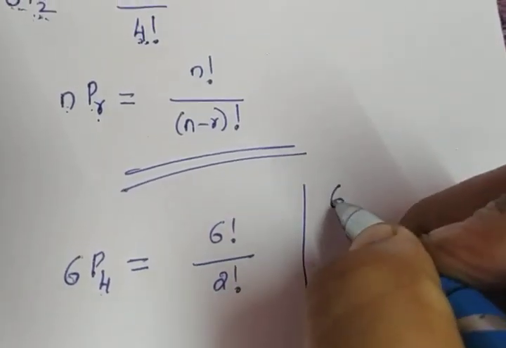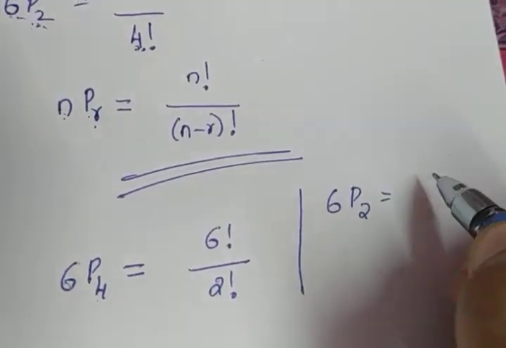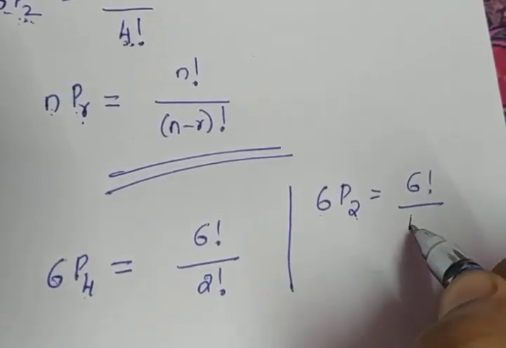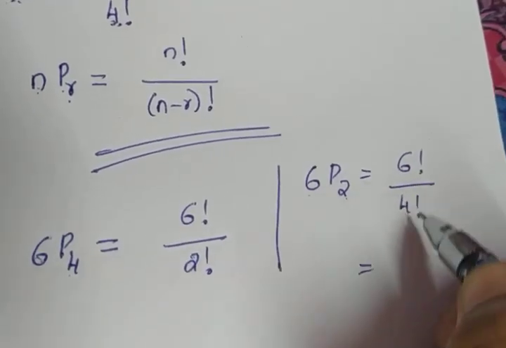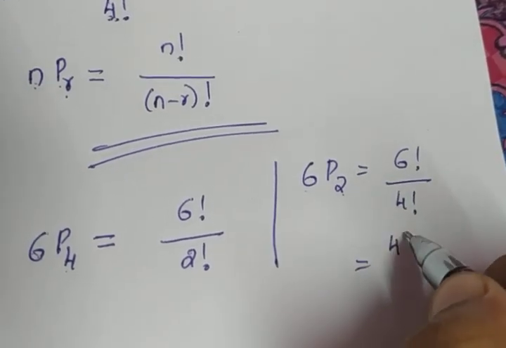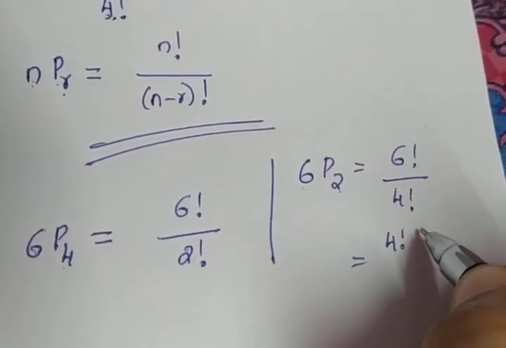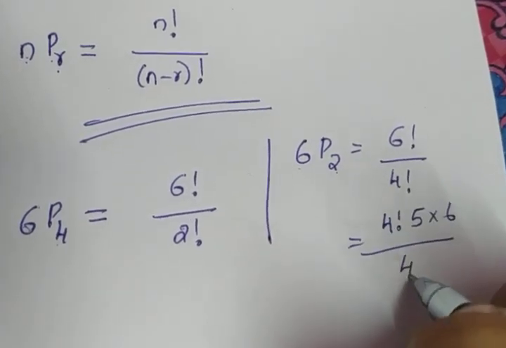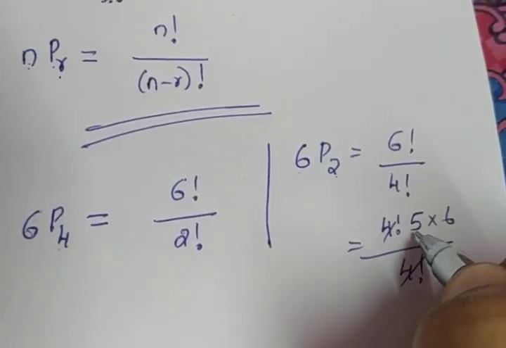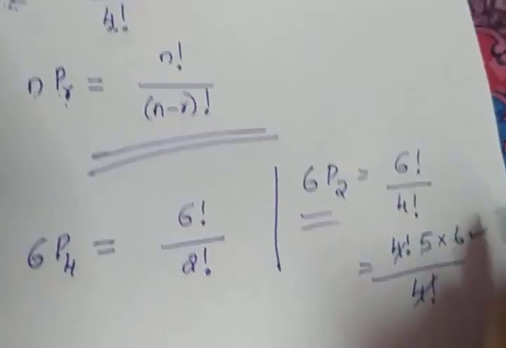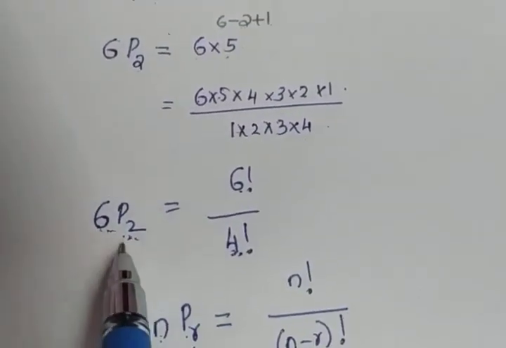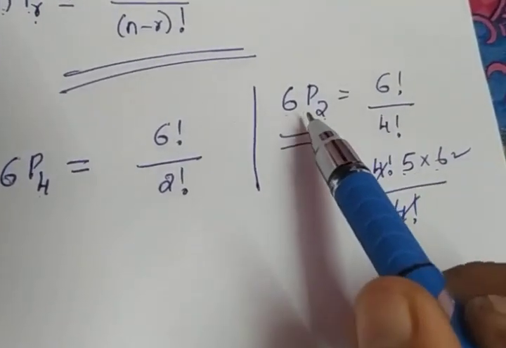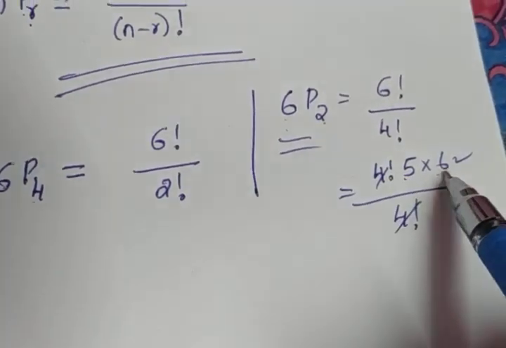Then can you say what is 6P2? 6P2 will be equal to 6 factorial divided by 6 minus 2. 6 minus 2 is 4 factorial, isn't it? 6 factorial by 4 factorial, we can rewrite 6 factorial as 4 factorial into 5 into 6 divided by 4 factorial. 4 factorial gets cancelled, giving you 5 into 6. This is the same value which we took at the beginning. 6P2 is equal to 6 into 5. Here also when we applied the formula we got 6P2 equal to 6 into 5.